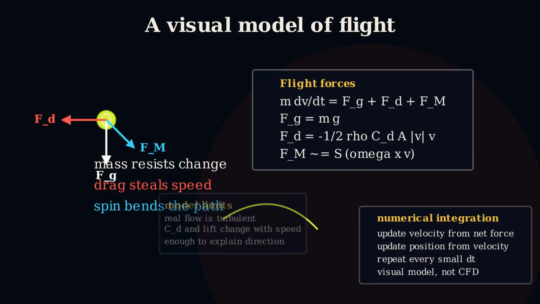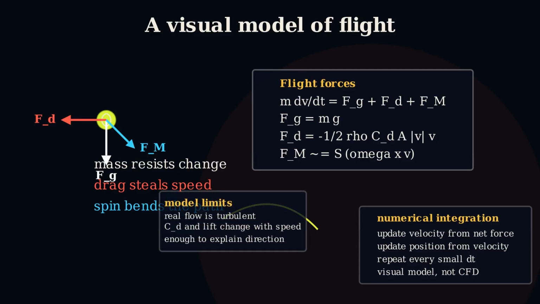In a simple numerical model, we update velocity from the net force, update position from velocity, and repeat with a small time step. It is not full computational fluid dynamics, but it explains the direction of the effect. The second journey begins at impact.